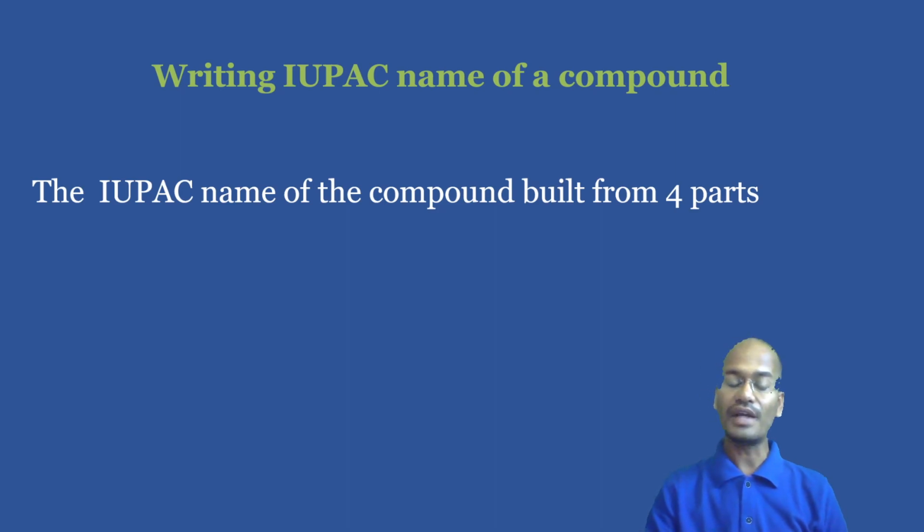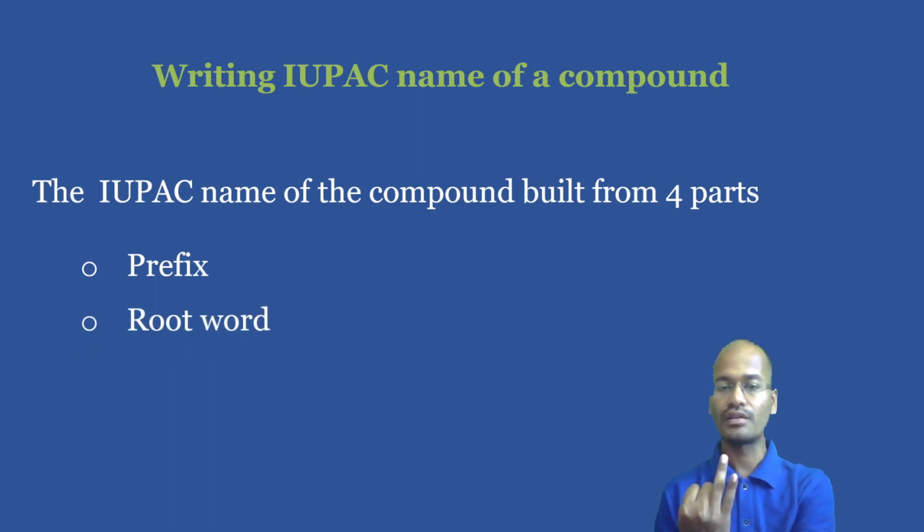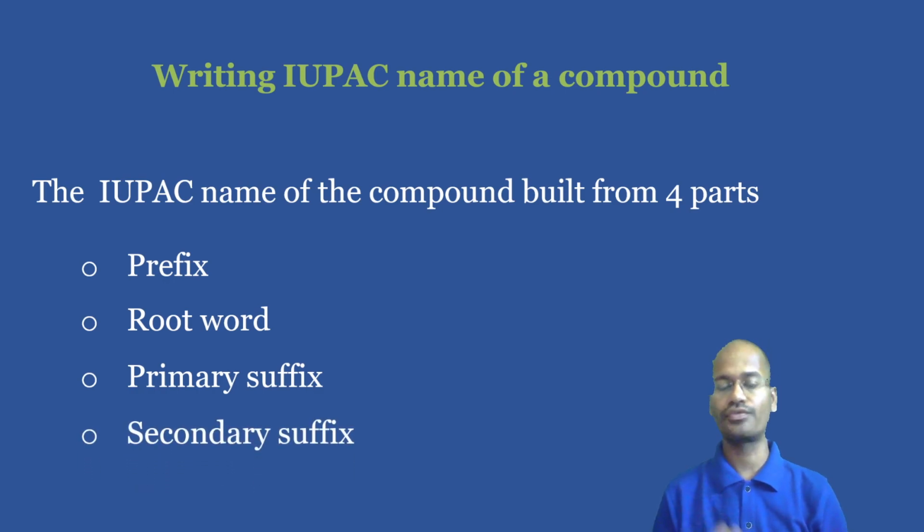For writing any IUPAC name for a compound, please be assured that we need to build four parts. The first part is the prefix. The second part is the root word. The third part is the primary suffix, and the last part is the secondary suffix. For any IUPAC name, you can find all these four parts: a prefix, root word, primary suffix, and a secondary suffix. All these four parts are very essential in writing or understanding an IUPAC name.